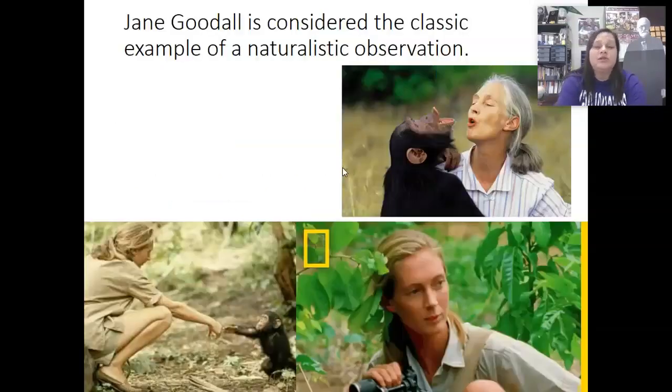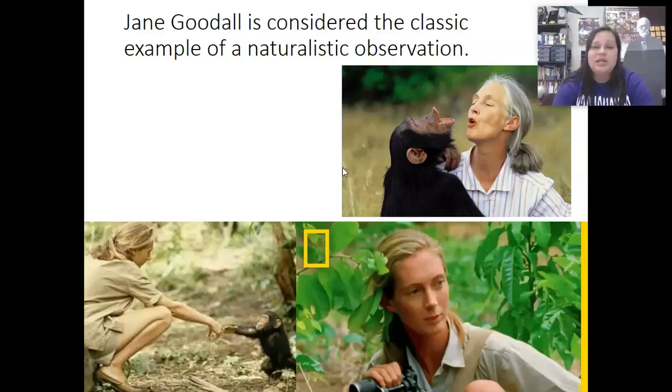The most famous or classic example for naturalistic observations, which they always like to put in textbooks, is Jane Goodall. And we're going to watch a clip about her in class. Jane Goodall studied chimps in the wild. She actually wasn't a scientist. She worked for National Geographic magazine. So that was one reason people scrutinized her, that she wasn't actually a scientist.